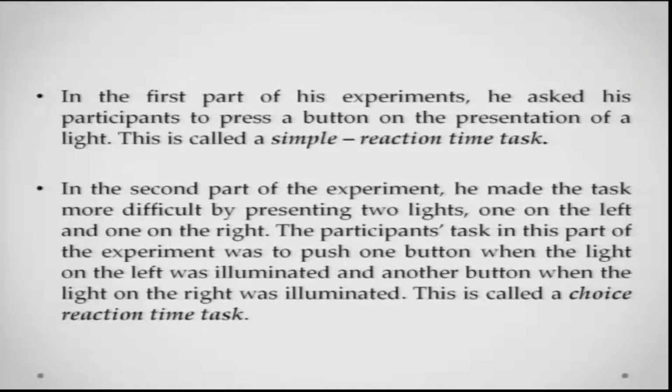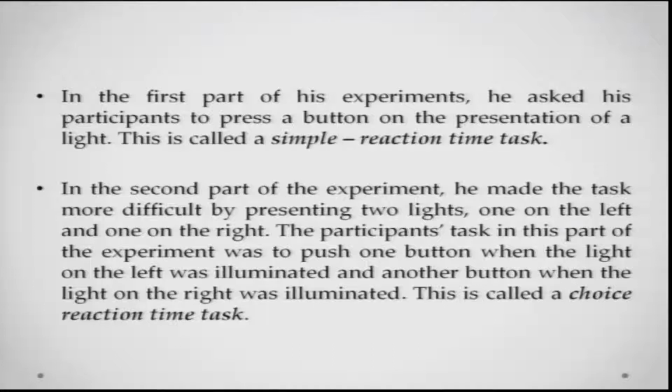Now, this kind of task was termed as the very simple reaction time task, wherein you just have to see whether the dot is there and you have to press a particular button. In the other part of his experiment, Donders made the task slightly more difficult. He presented one dot to the left side of the screen and another dot to the right side of the screen. He now asked his participant to press button A when the light on the left side was lit up and button B when the light on the right side was lit up.